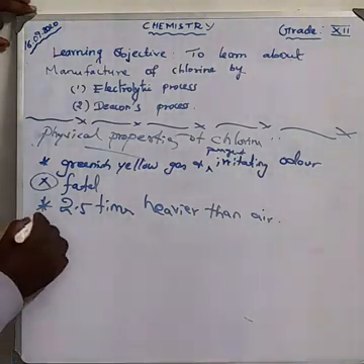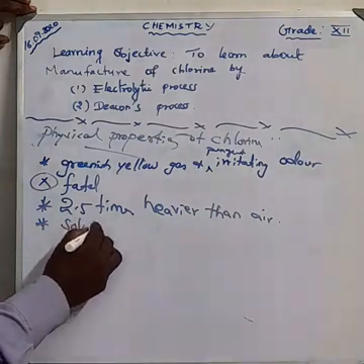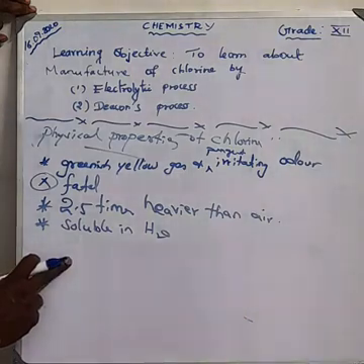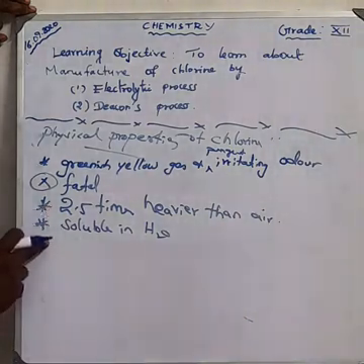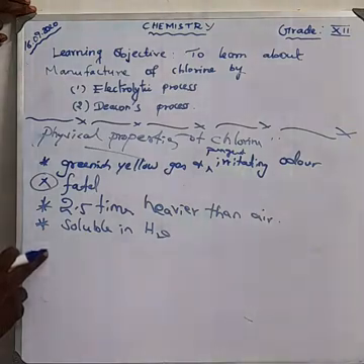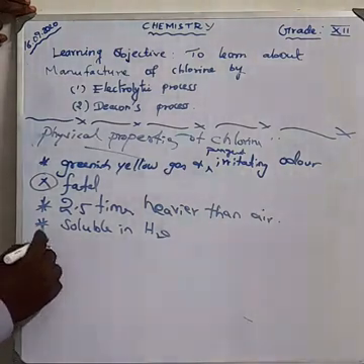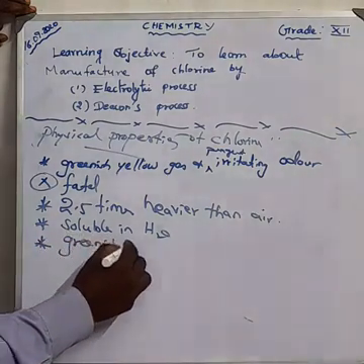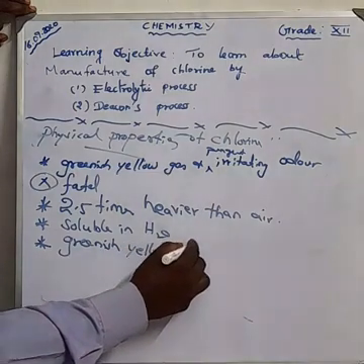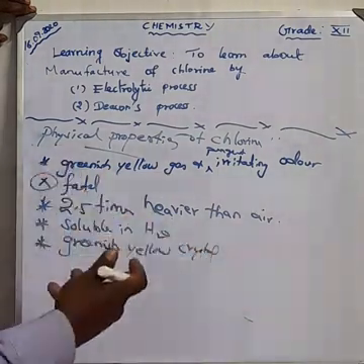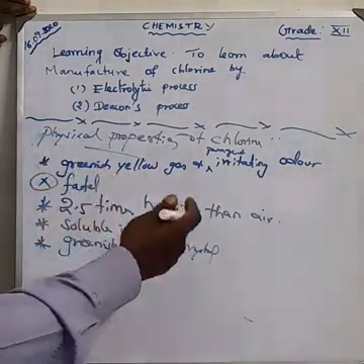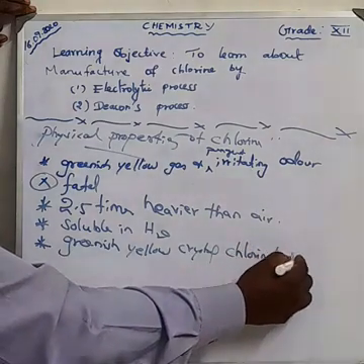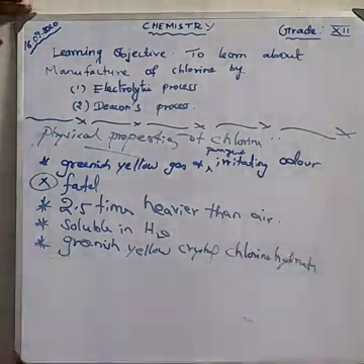Chlorine is soluble in water. And in reaction with water, it forms greenish yellow crystals of chlorine hydrate.